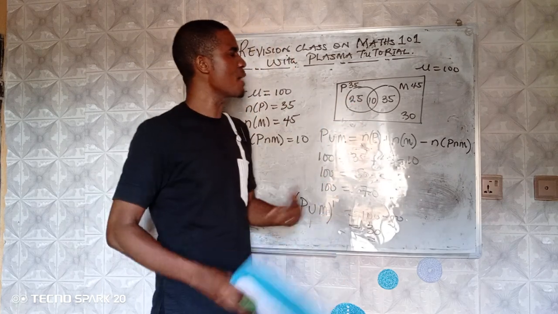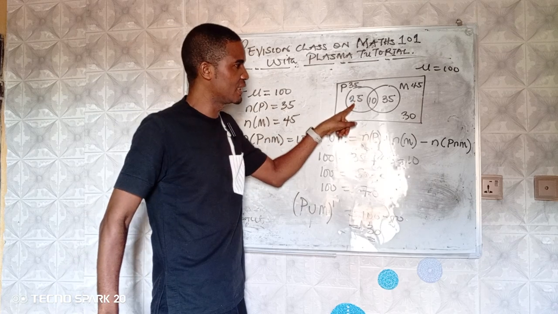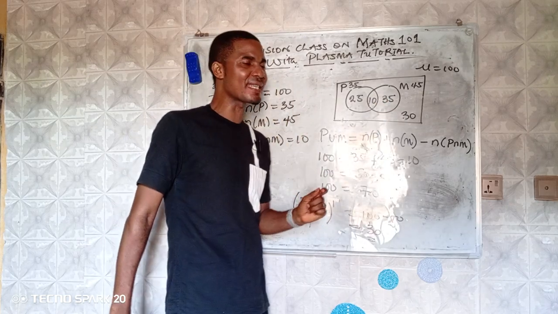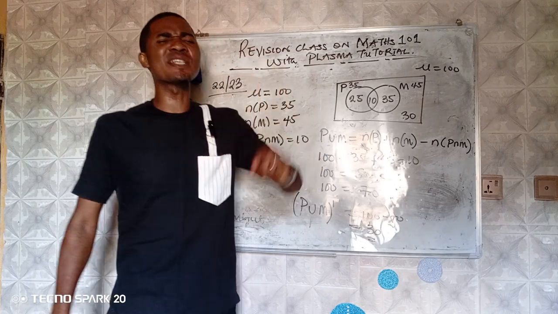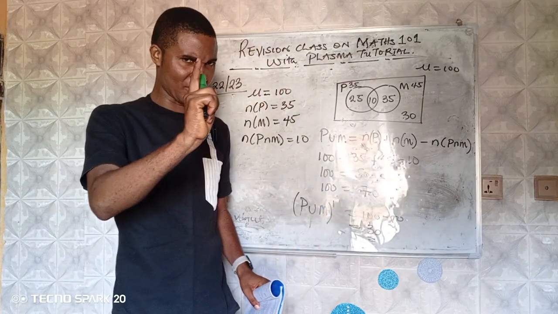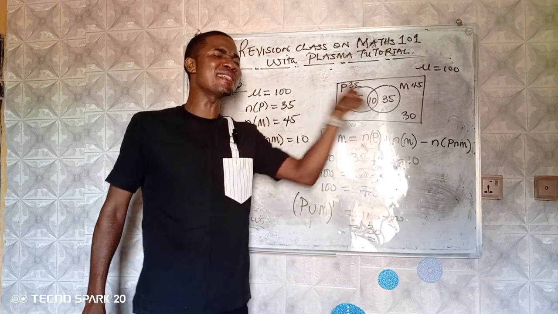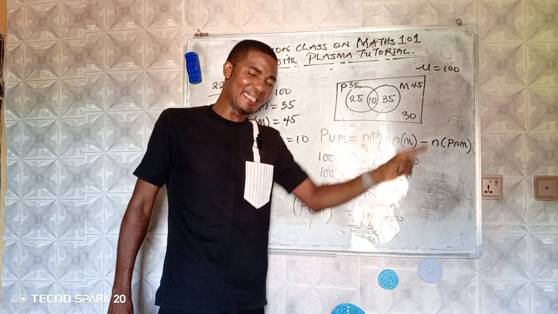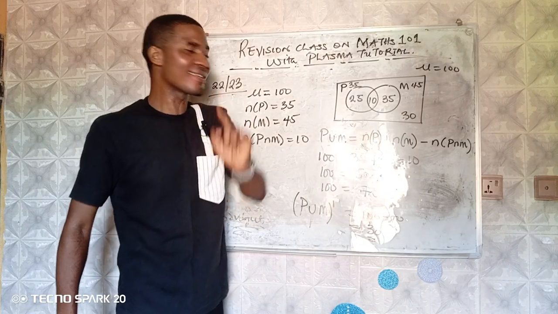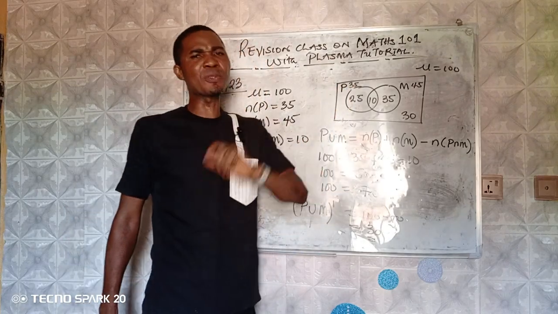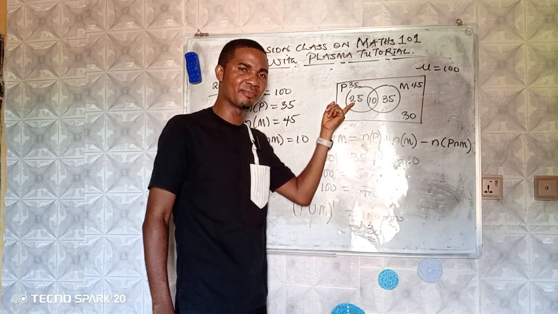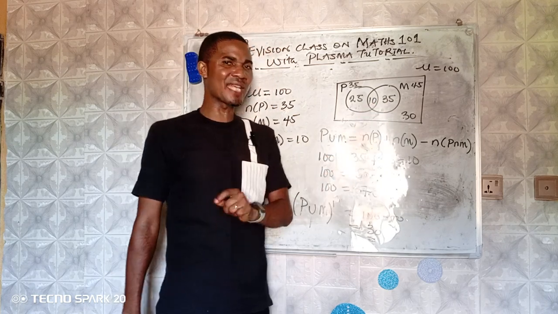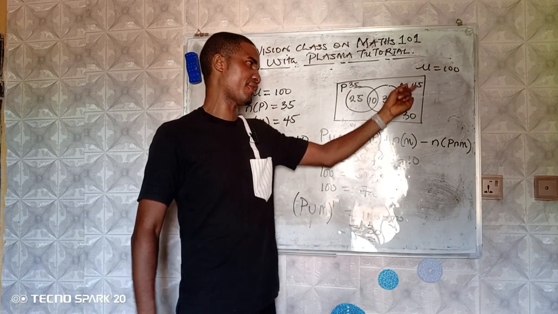If the question says, how many people like physics only, it is 25. How many persons like mathematics only is 35. How many people like both physics and mathematics is 10. How many students like physics without saying only? Listen to the question. How many students like physics is different from how many students like physics only. The number of students that like physics here is 35, while the number of people that like physics only here is 25. The number of students that like math only is 35. The number of students that like math without saying only is 45.